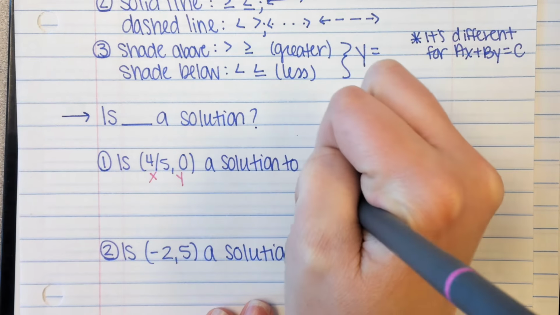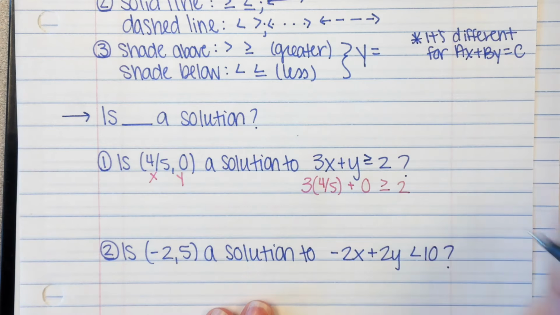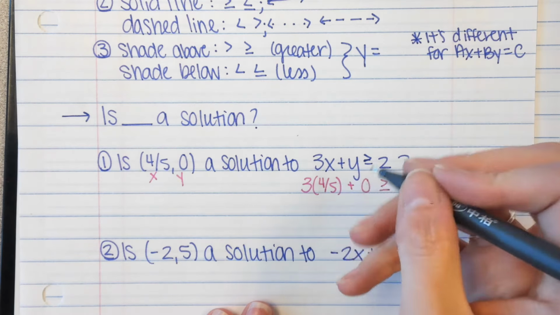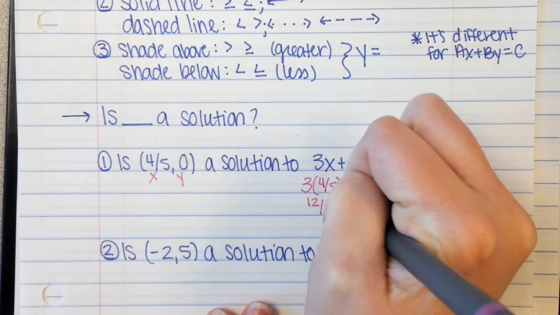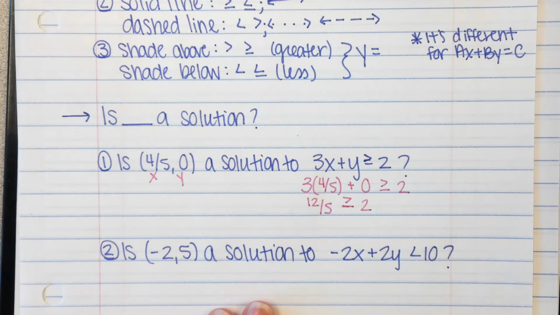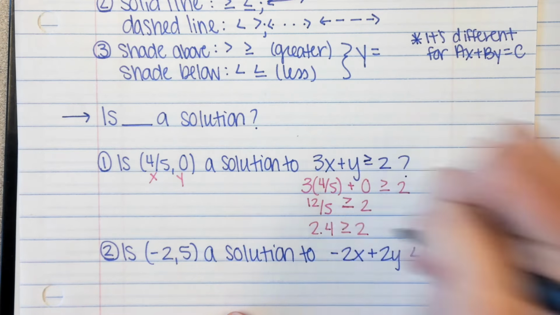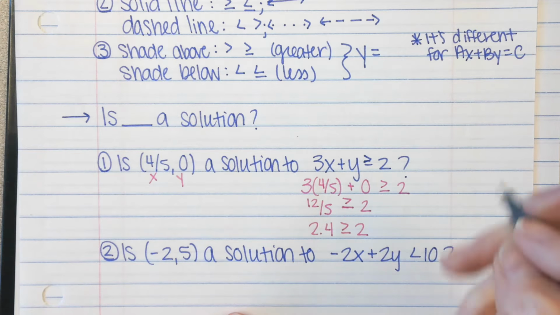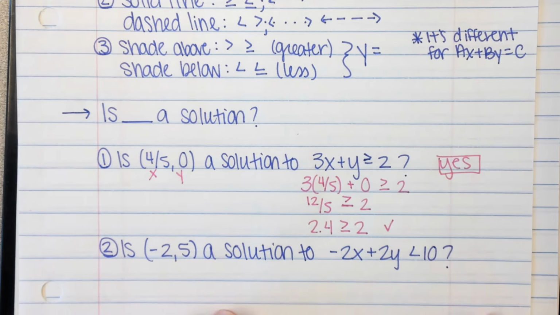So we have 3 times 4/5 plus 0 is greater than or equal to 2. 3 times 4/5 is 12/5 plus 0 is just 0. And is that greater than or equal to 2? If you were to do this, some of your calculators might give you decimals. It might be easier for you to think of a decimal rather than a fraction. But that is 2.4 is greater than or equal to 2. Is that correct? Yes. So your answer to that one is yes.